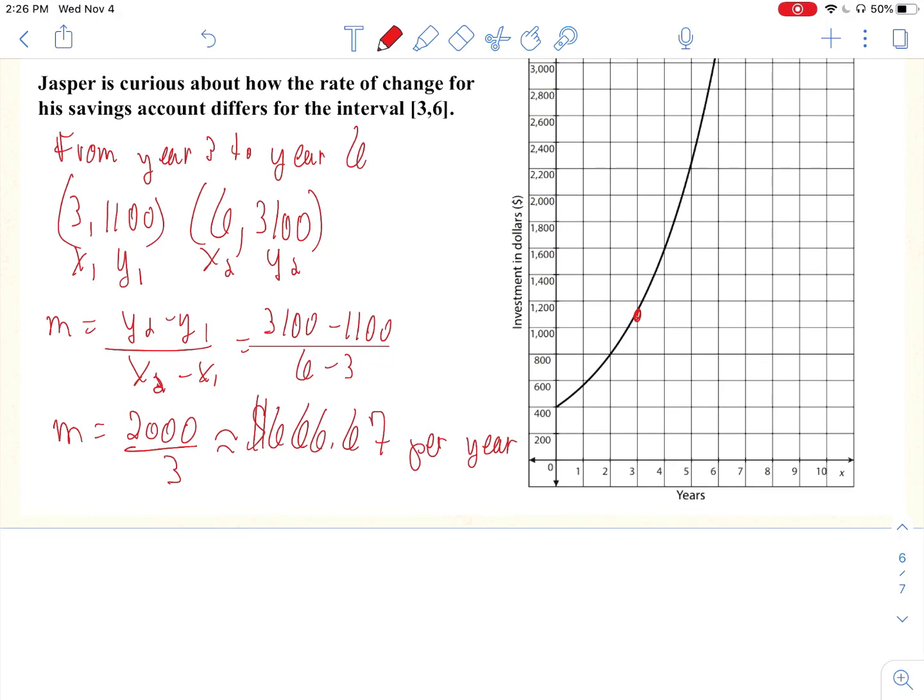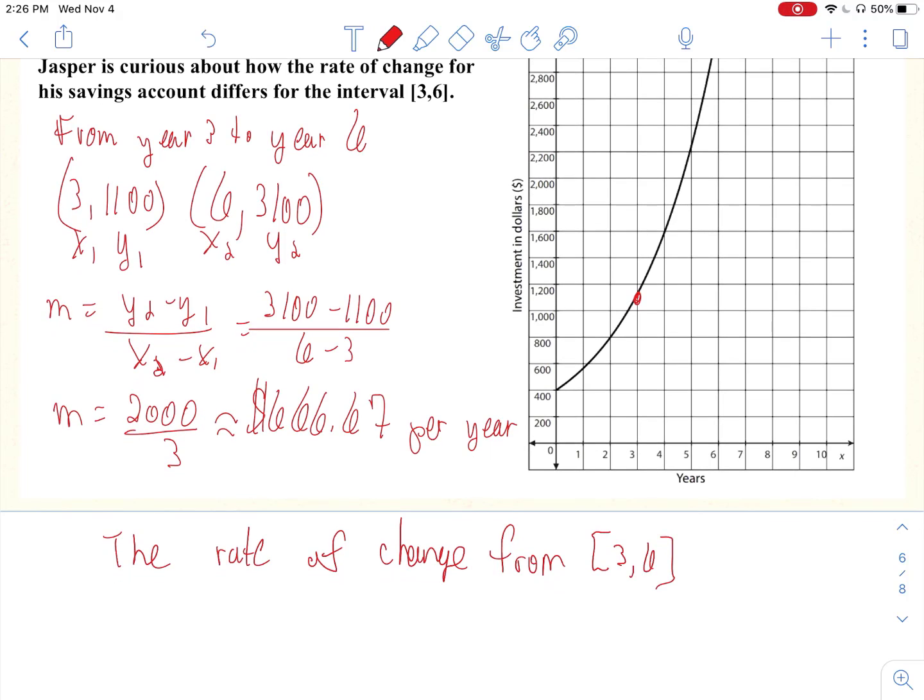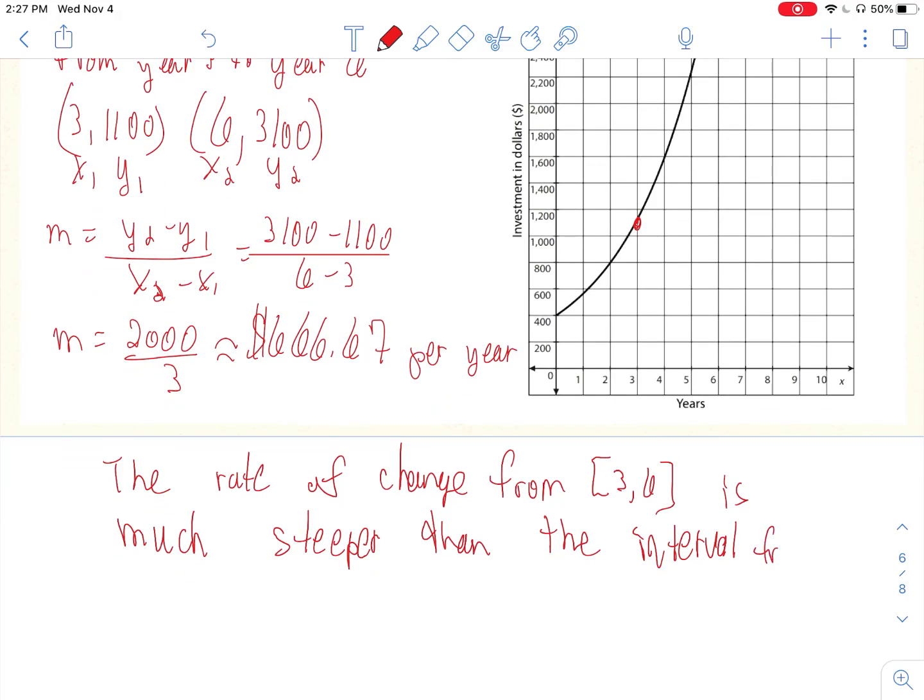So from here, we can say the rate of change from 3 to 6, meaning from year 3 to year 6, is much steeper than the interval from year 1 to year 3. The rate of change from year 3 to year 6 is much steeper than the interval from year 1 to year 3.